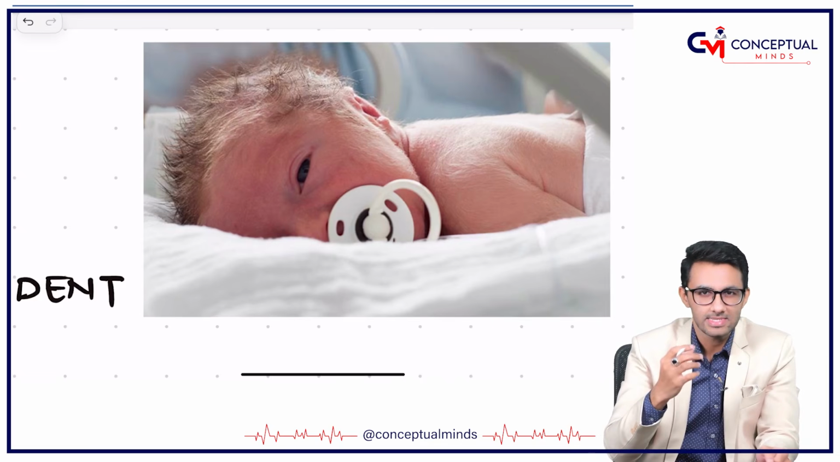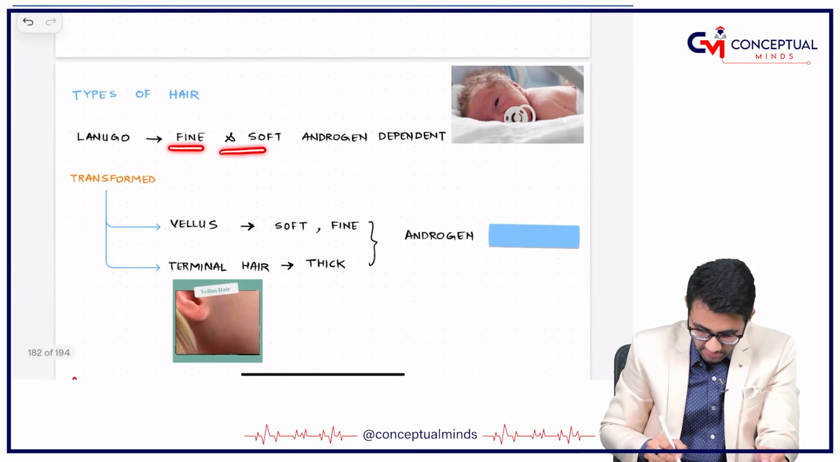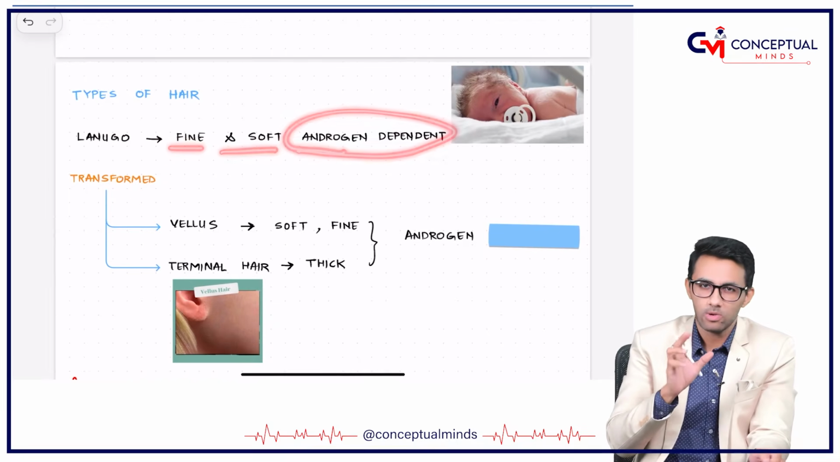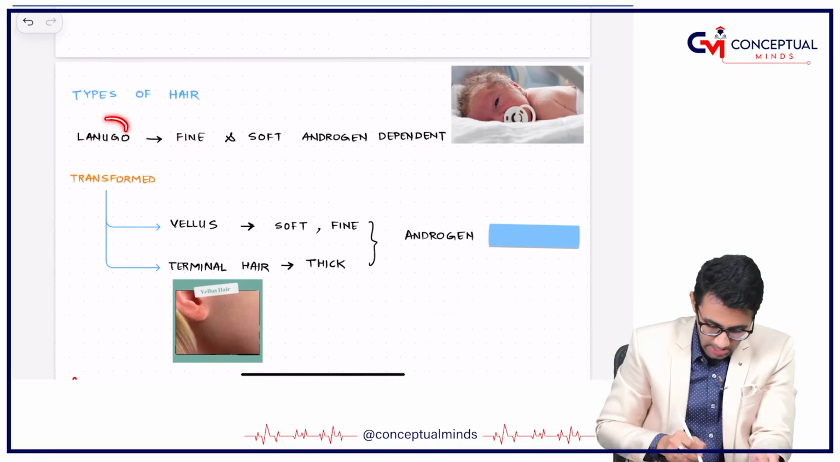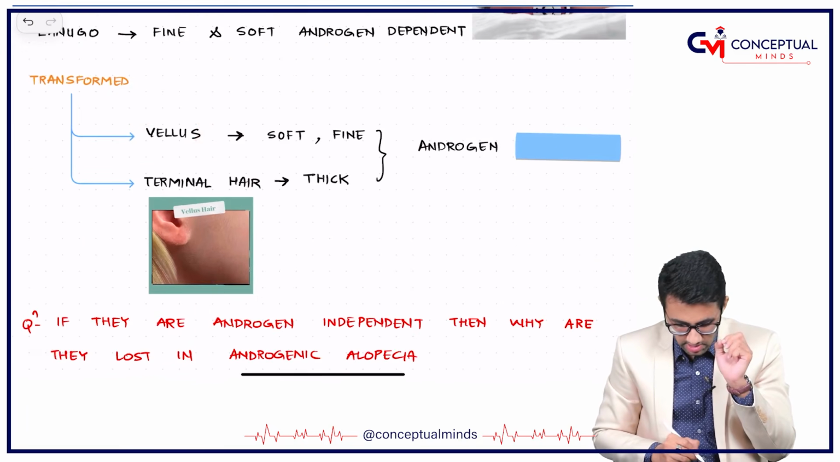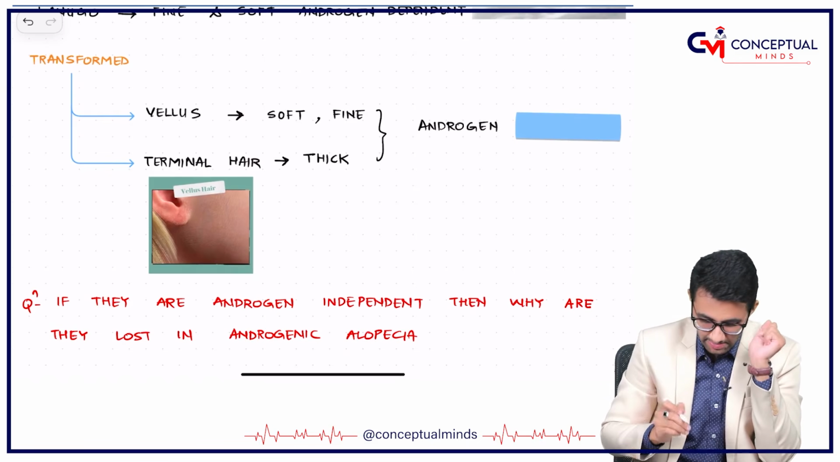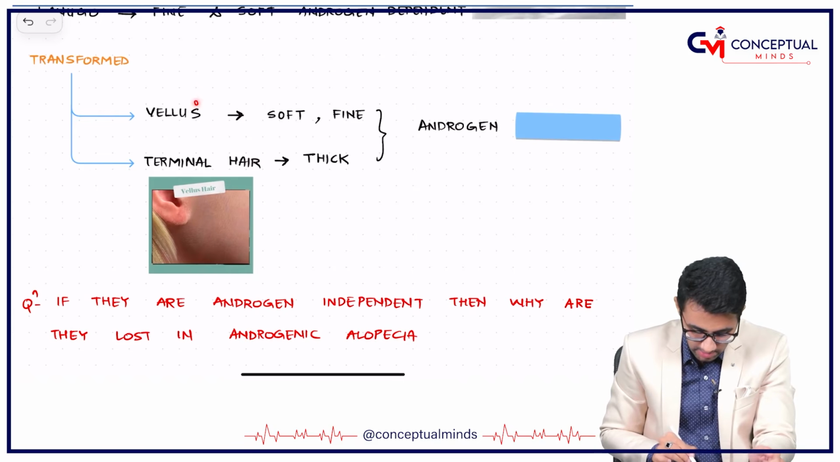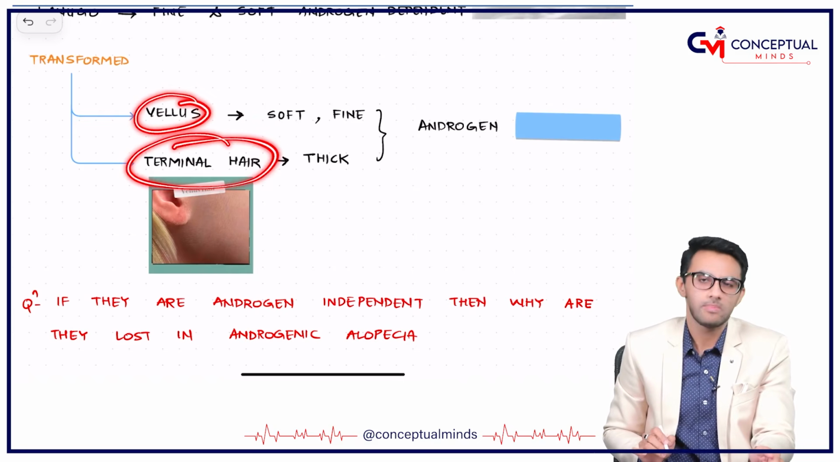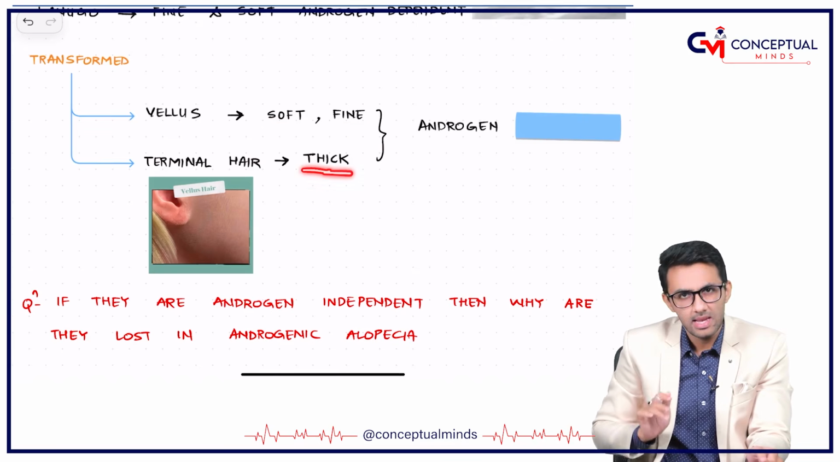Okay, we have vellus hair and terminal hair. So lanugo is fine and soft hair which is androgen dependent. This is the lanugo. Okay, fine. Then the vellus hair. Now this question is very important. If you understand this topic, you will have this question in your mind. Let me just put it that way and we learn about it. So two types of hair, that is vellus hair and terminal hair. Okay, vellus hair is soft, fine, alright, and the terminal hair is thick.